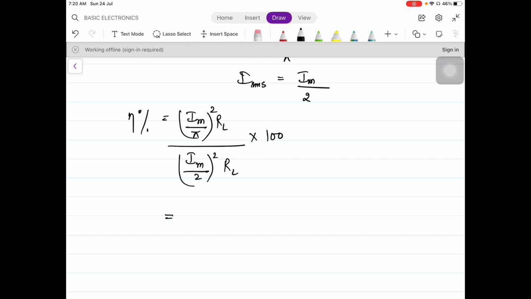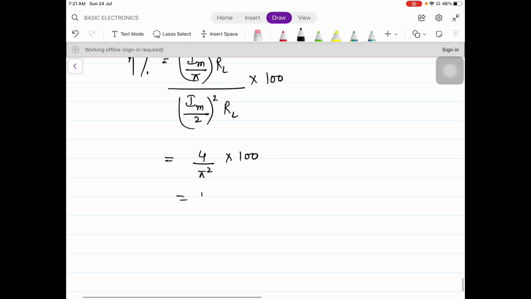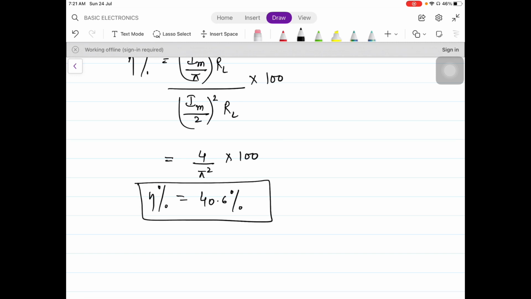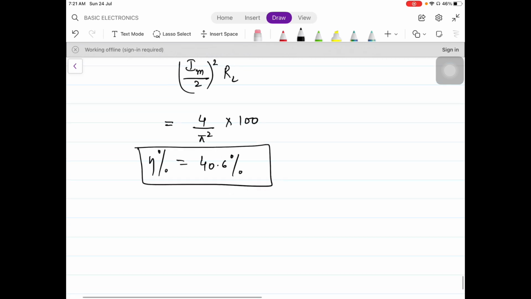Now Im will get cancelled out and you will be left with 4 upon pi square. RL will also get cancelled out, and when you solve this expression through your calculator, you will get 40.6%. So we must know how to calculate the efficiency of the half wave rectifier.